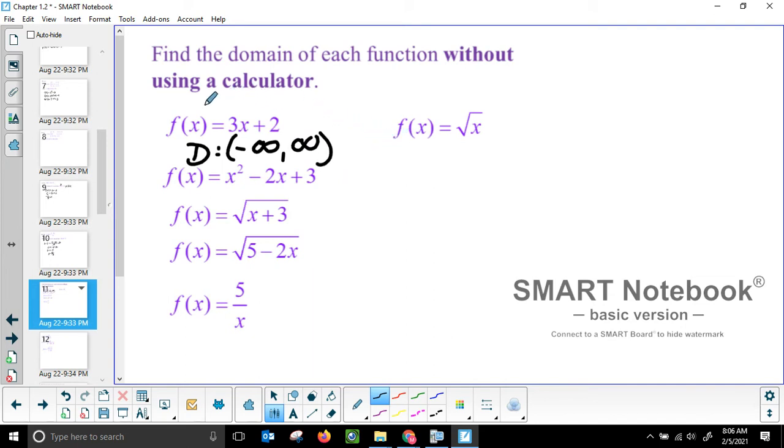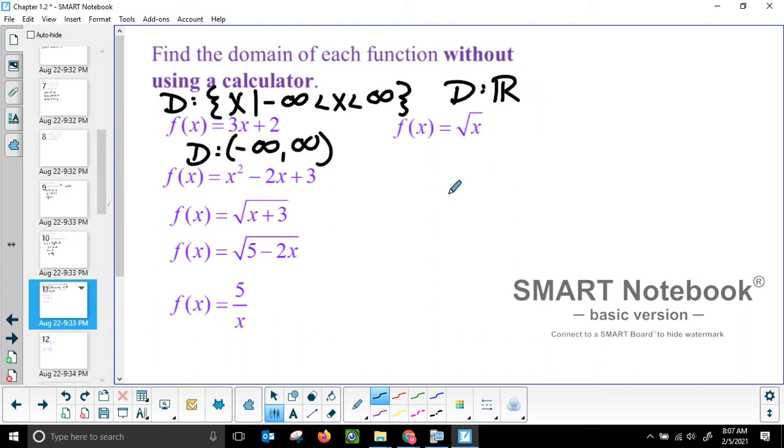You could also write it using set builder notation, which says, okay, all x's such that x is between negative infinity and infinity. You could do that. You could also just say my domain is all real numbers. Any of those would work.